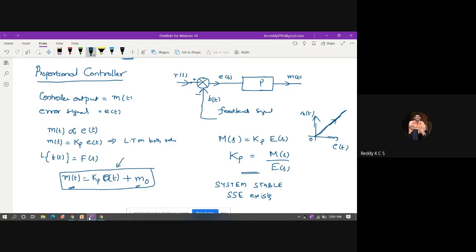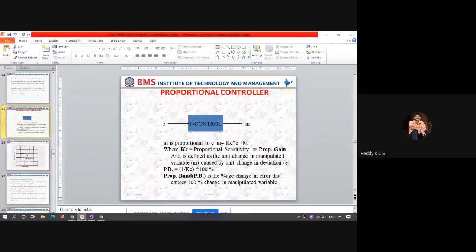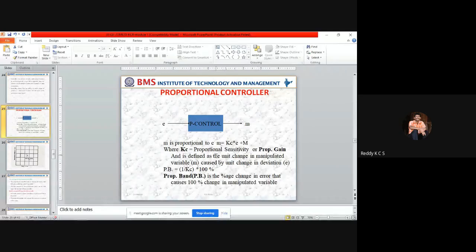So this is about the proportional controller, and it has a disadvantage: it always produces an offset error. This is what we have discussed here, and the error is always represented in the form of proportional band. So we can call it the proportional band.